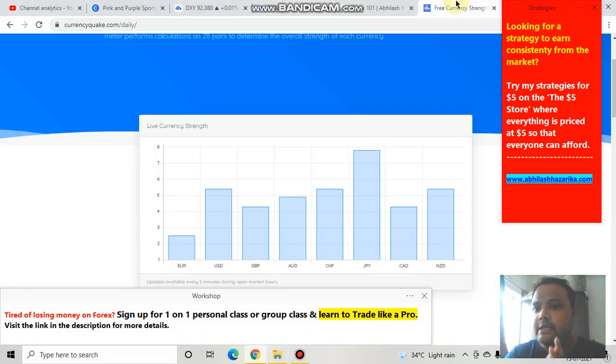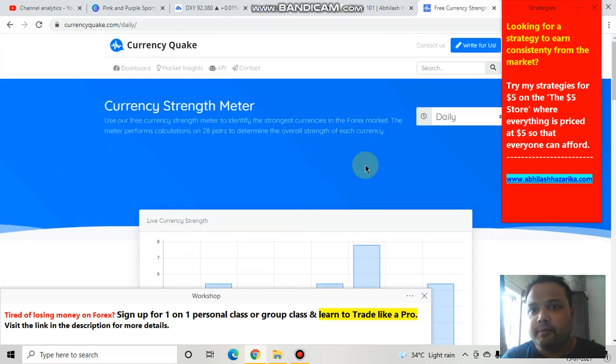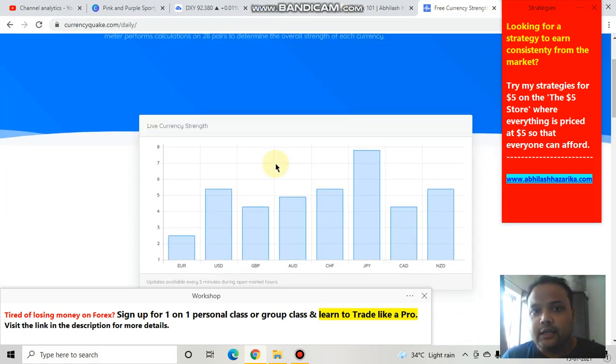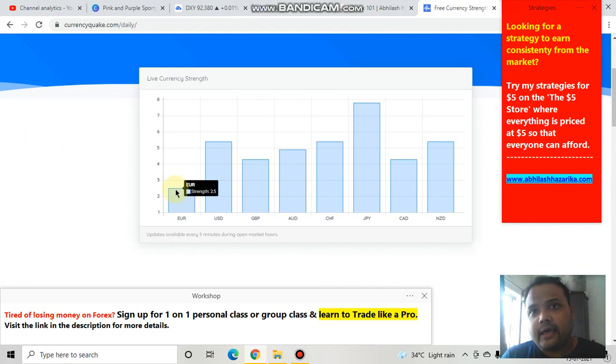And right now you must also see this thing. Okay, this is the currency strength meter and I'm in a daily chart. You can see that euro is again weaker in comparison to US dollar.